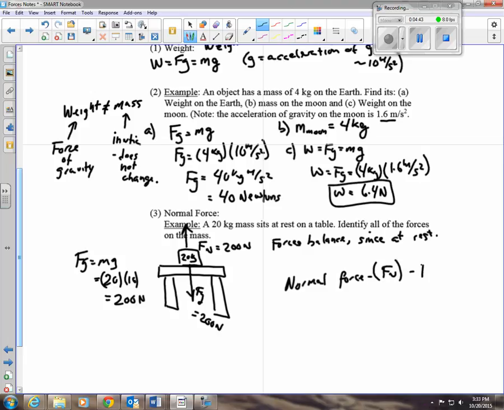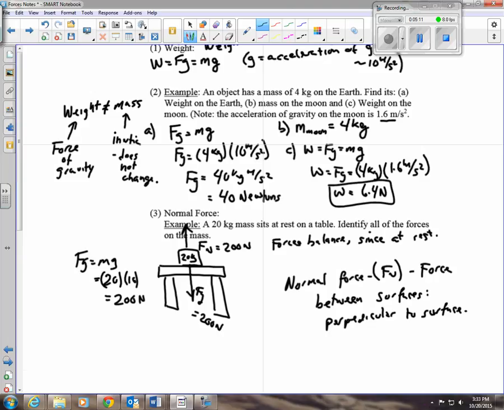Now, the definition of the normal force is the force between surfaces, and it is always perpendicular to the surface. Okay, the word normal in this case doesn't mean not strange. It means perpendicular.